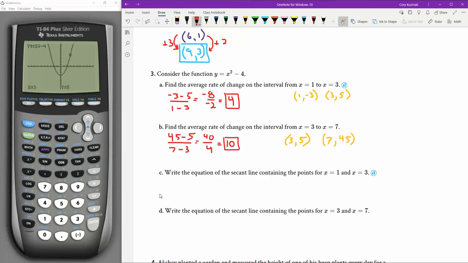Now, it's not true that y goes up 10 every time x goes up 1. It's true that on average, when x goes up 1, y goes up 10.